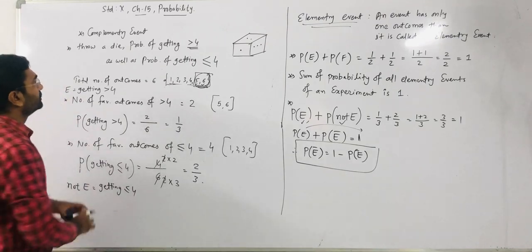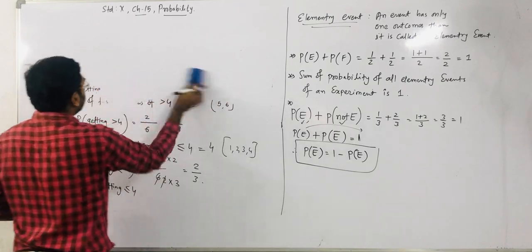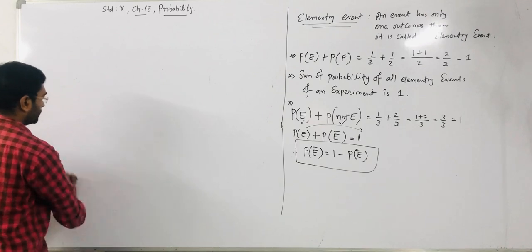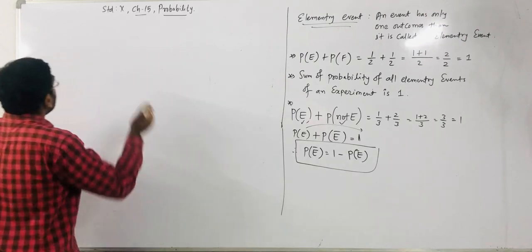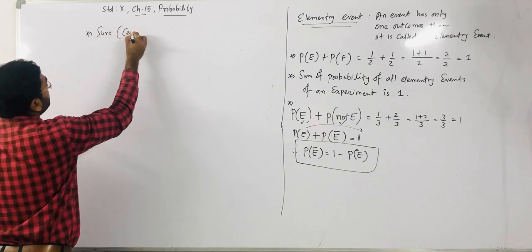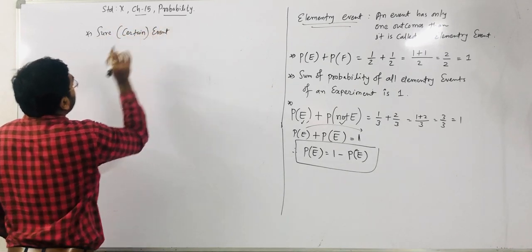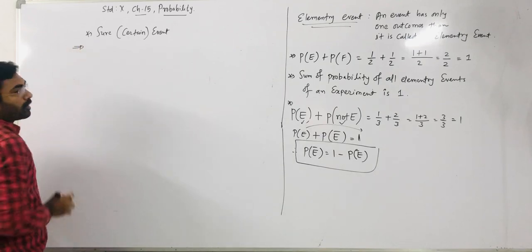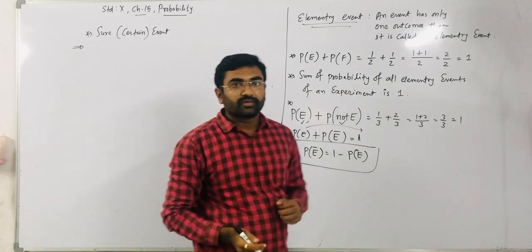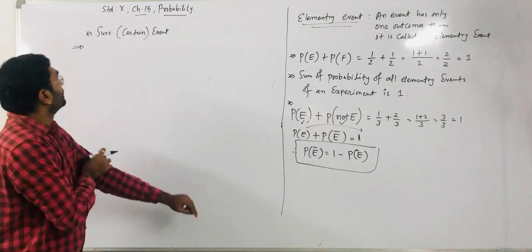Okay. Now, two events are remaining. This is the complementary event. Then two events remain, right? One is the sure event, or you can say certain event. Sure event means what? The probability of an event that is sure to occur is 1. This is called the sure event.